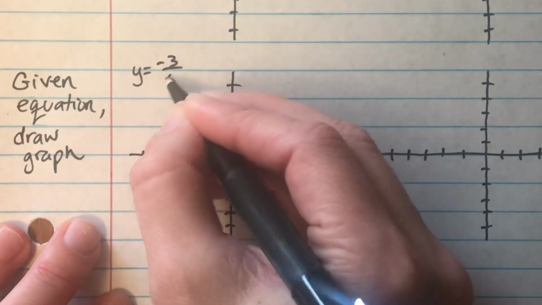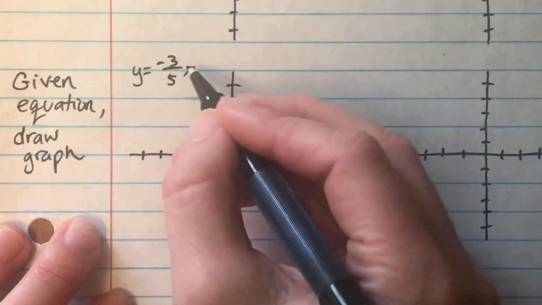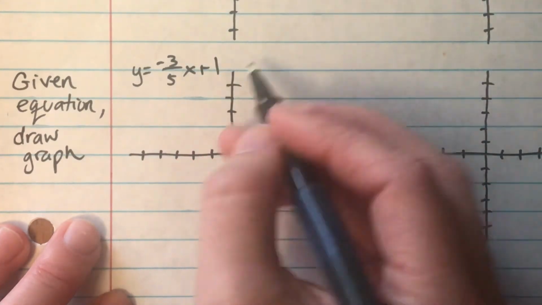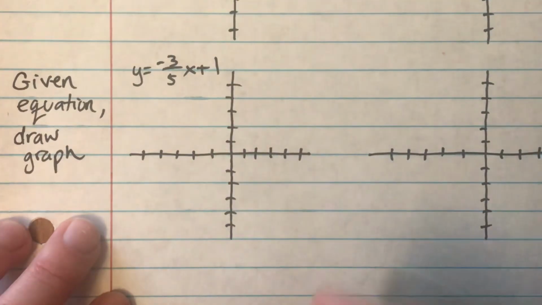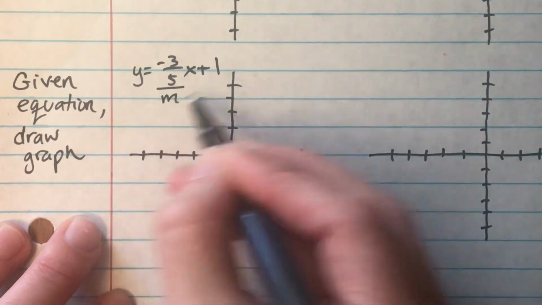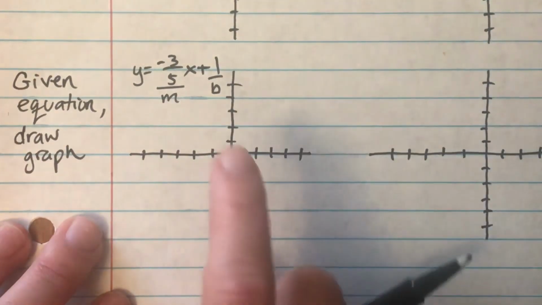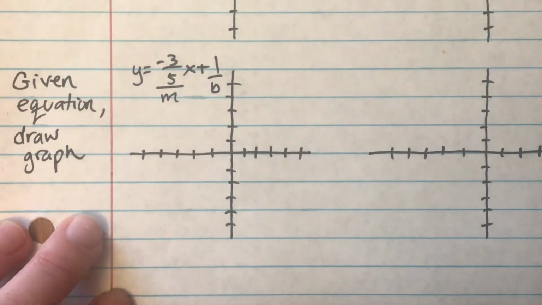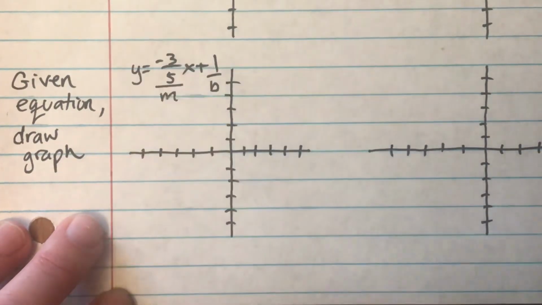Let's try one with a negative slope. So negative 3/5 x plus 1. And we want to put this on the graph. So remember, label your slope, label your intercept first. What is my intercept? What is my slope? I'm going to put the intercept on, and then I'm going to do the slope.